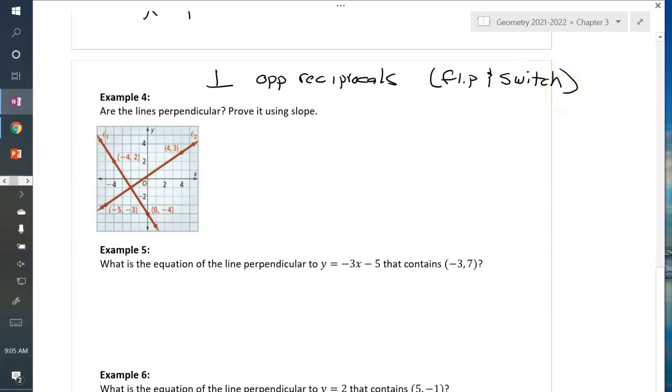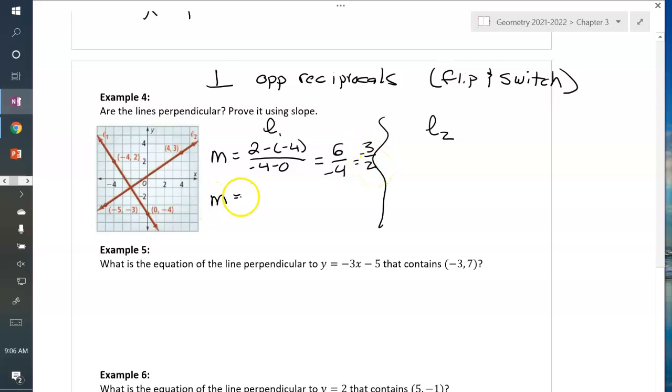I flip them over and I switch the signs. So let's get the slope of line 1. And we'll do line 2. So line 1, that slope is going to be 2 minus a negative 4 over negative 4 minus 0. 2 minus a negative 4, that's going to equal 6. And we have negative 4. That reduces to negative 3 over 2. So I'm going to write it over here just to be easier to see.